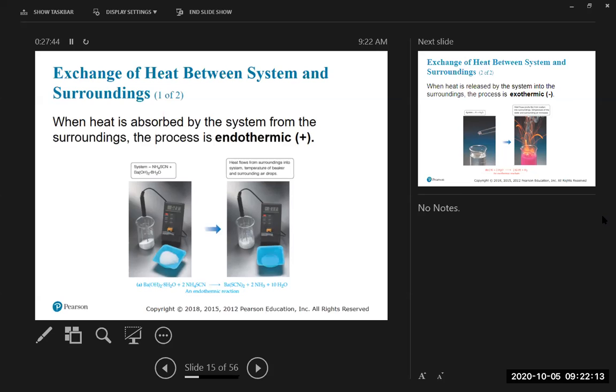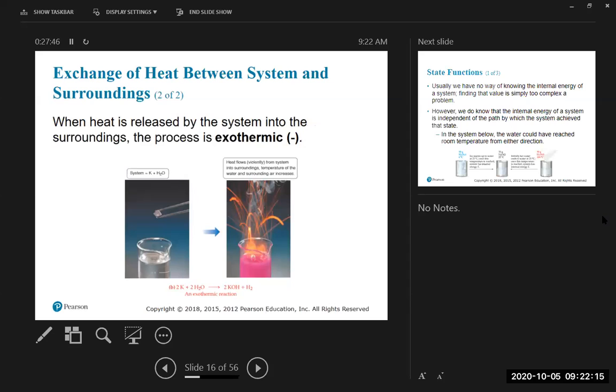So the opposite of endothermic is exothermic. And exothermic is when heat is given off when something occurs. So maybe you mix two chemicals together and you feel the beaker and it feels warm. That's exothermic. That reaction gave off heat, gave off energy. And by definition, exothermic processes are negative.